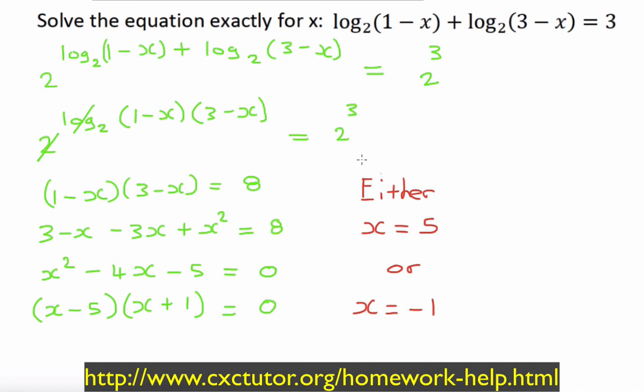So if you plug 5 into your equation, you would have log to the base 2 of (1 minus 5), which is minus 4. That cannot work. So this one cannot work. However, when you plug minus 1 into the expression, everything seems to be okay. Therefore, your true answer is x equals negative 1. And this brings us to the end of the question. Thank you for watching.